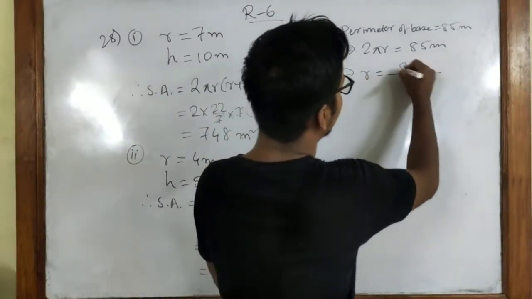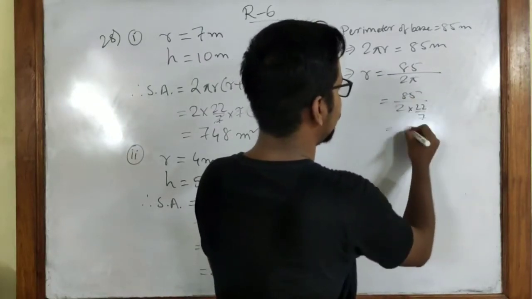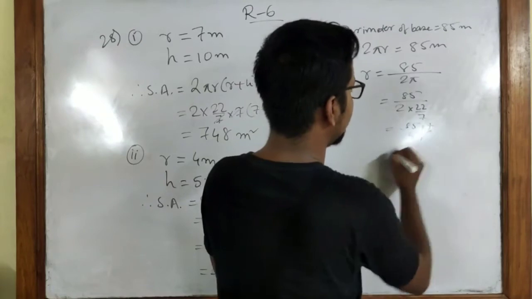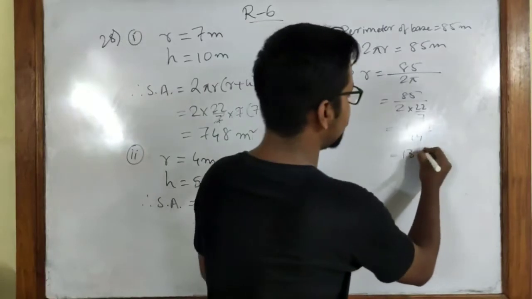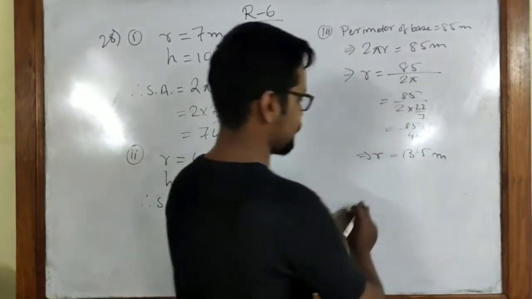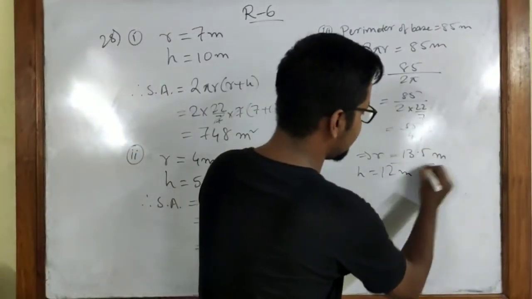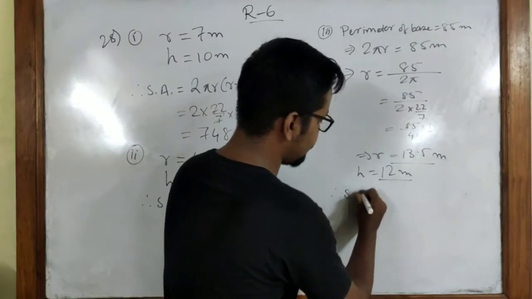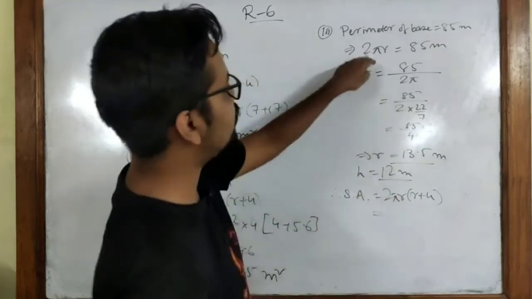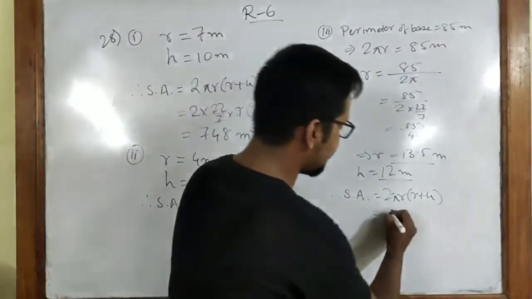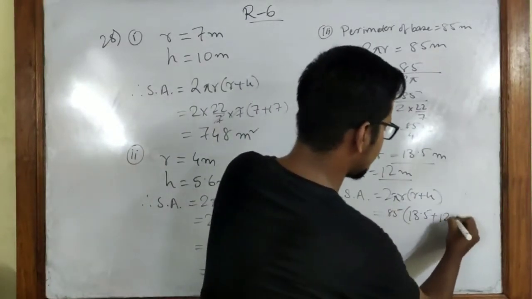So radius will be equal to 85 by twice pi, that is 85 by 2 into 22/7. So if we do 44, 85 into 7, the answer comes out to be 13.5. So it is 13.5 meter. This is the radius, and height is given as 12 meter. So now we have the radius and the height. Therefore the surface area will be twice pi r into r plus h. Now twice pi r value is given, we can use this value directly. Twice pi r is 85 into 13.5 plus height is 12.